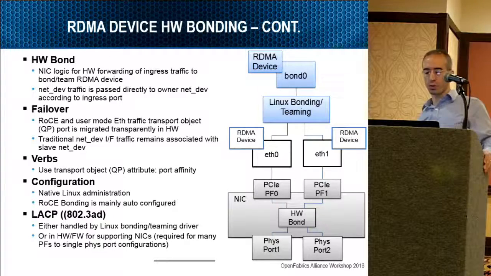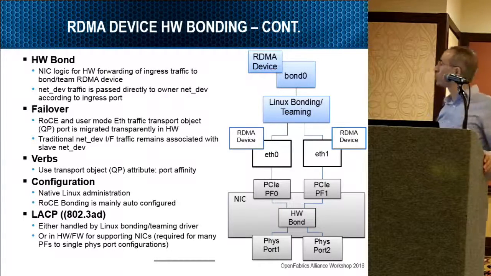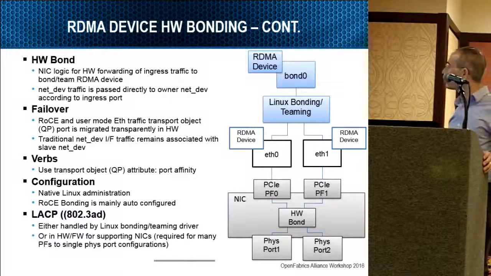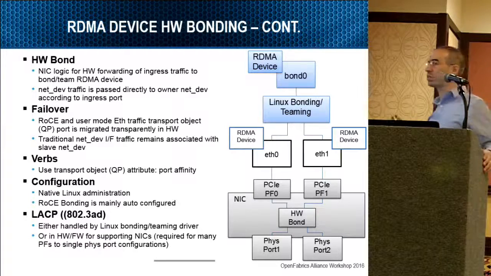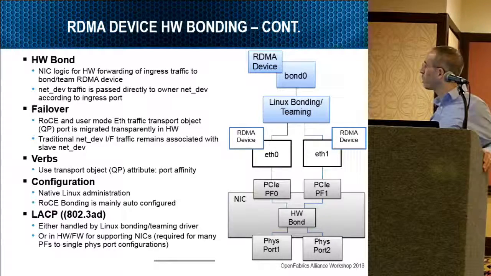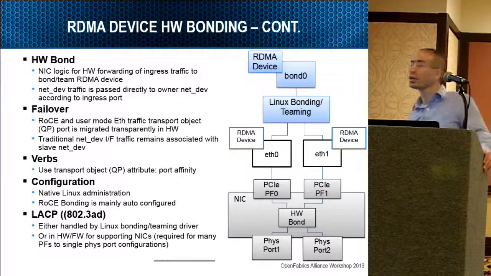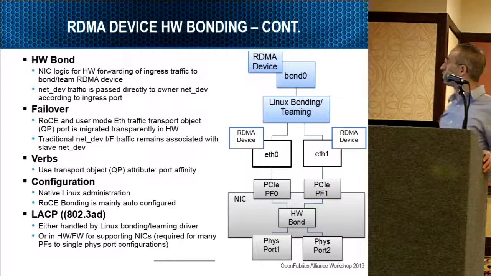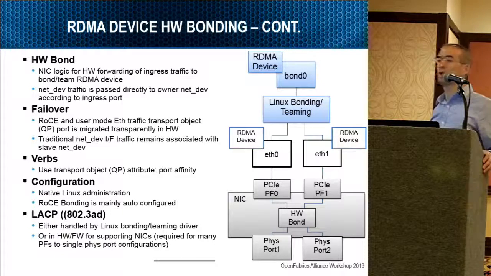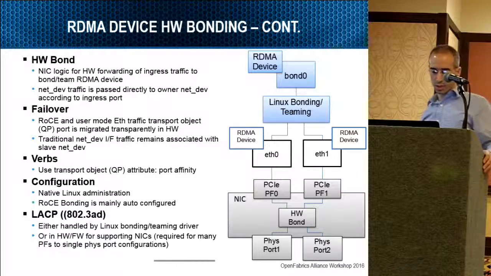So in terms of configuration, as you can see, it pretty much uses the standard Linux configuration. You use the standard Linux tools to form this object and slave those network devices. And by listening to those netlink events, we allow RDMA functionality and registration of the new RDMA device.